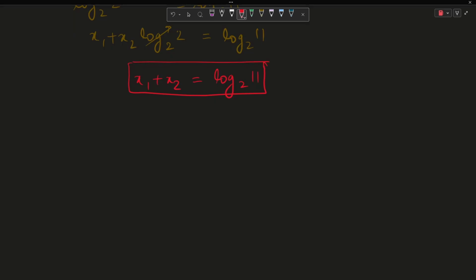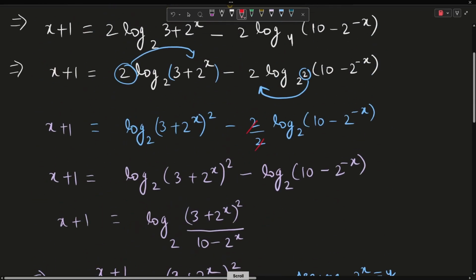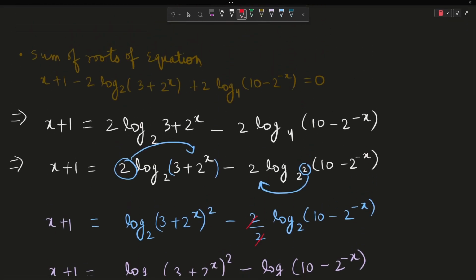This will be the sum of roots of the equation that we started with, right?